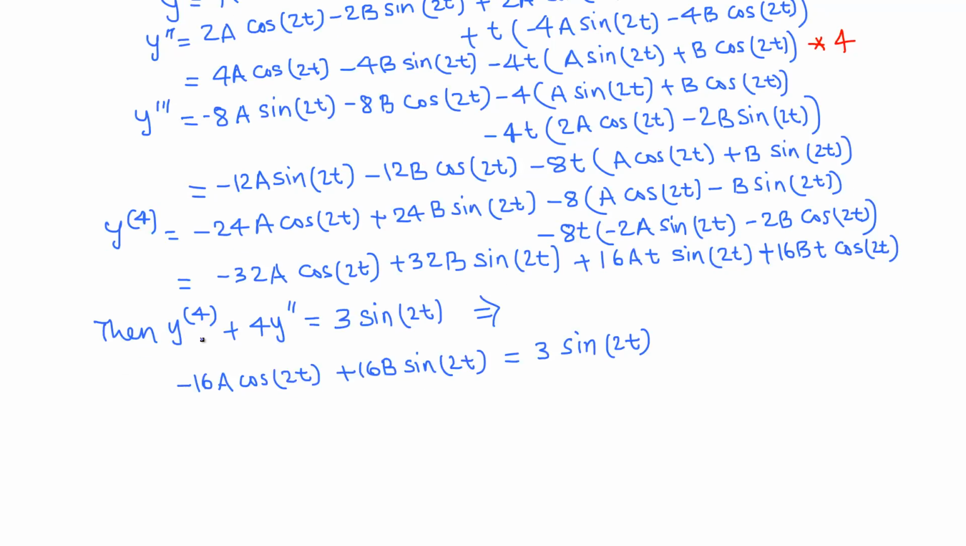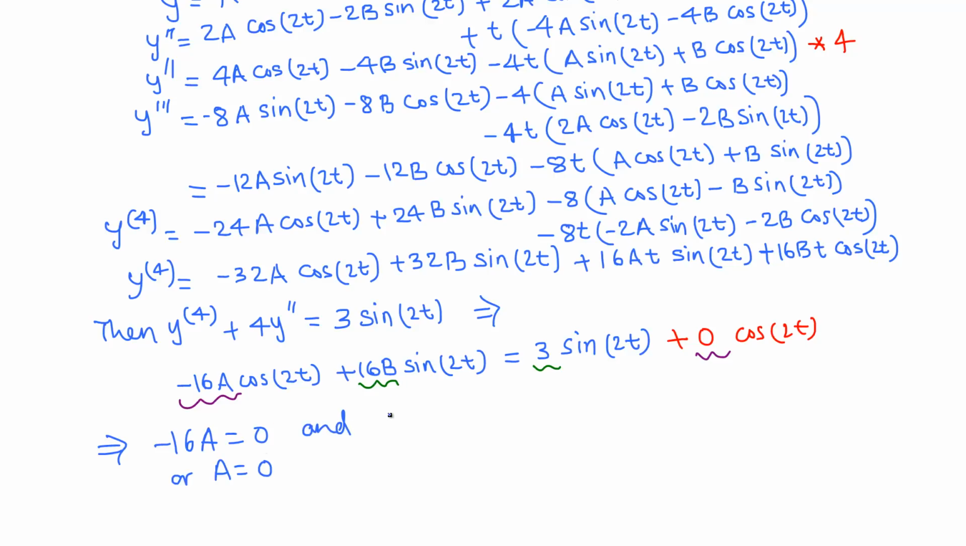Now the original differential equation is y to the fourth derivative plus 4y double prime equals 3 sine 2t. So y fourth is here, and we have y fourth plus 4 times y double prime here. Combine these terms, they cancel, and the first two terms just combine, and we get this equals 3 sine 2t. So in the left hand side we have cosine and sine, and only sine in the right hand side, but we can always write 0 times cosine 2t. That means the coefficients: negative 16a is equal to 0 and 16b is equal to 3. So negative 16a equals 0, that is a equals 0, and 16b equals 3, that is b equals 3 over 16.